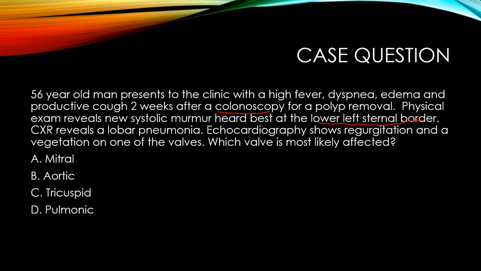There's a new systolic murmur, right? That tells you that's one of the major criteria for the Duke's criteria. The chest X-ray reveals a lobar pneumonia. That tells you it's probably right-sided heart, because it's probably a septic embolus that made its way to the lungs and caused an infection. And the echo shows regurgitation and a vegetation on one of the valves. So a new murmur and vegetation seen on the echo really meets two major Duke's criteria. That could be another type of question I might ask.